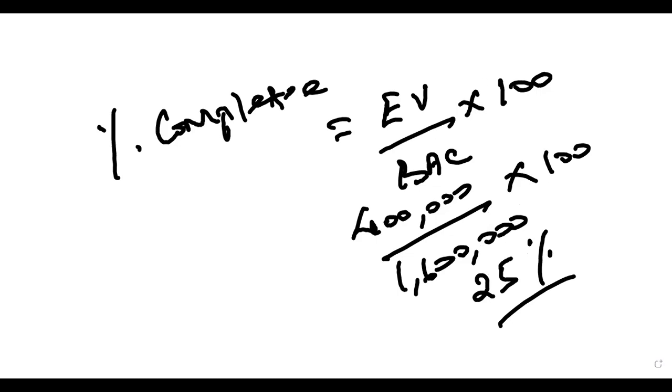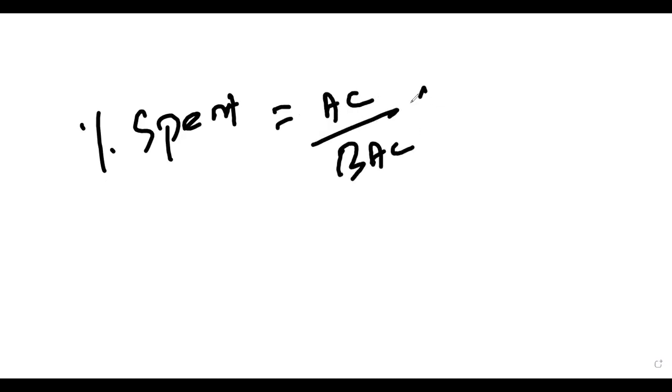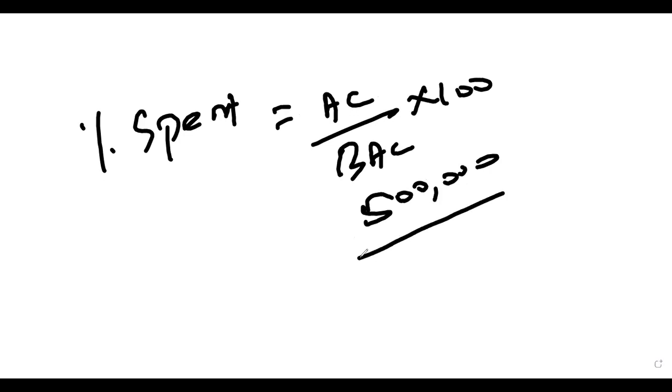And the next formula will be percent spent. The formula will be actual cost divided by BAC multiplied by 100. So what was our actual cost? At the end of the third month, how much money did we spend in total? 500,000. And what was our BAC? 1.6 million. We have taken the money from our budget at completion, right? So what is the money which we spent in percentage terms?